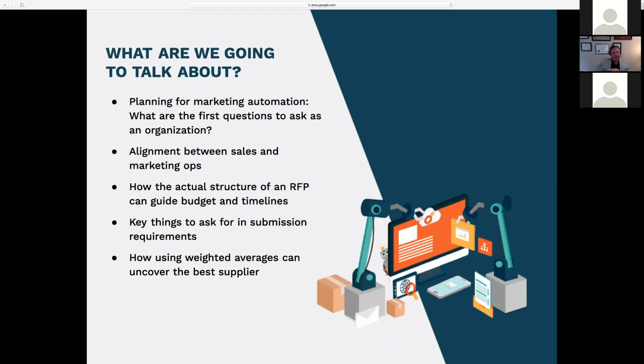Then, as I said, we're going to kind of dive into the actual nitty-gritty. How do you structure an RFP? What questions should you be asking? What's the timeline, budgets, things like that? So we're going to go through that, and then we're going to have a couple of kind of nitty-gritty tips on using weighted averages to uncover the best supplier ratings, things like that. So starting off more theoretical, starting off more about the overall things companies need to ask themselves, and then moving through to a little bit more tactical as the presentation goes on.